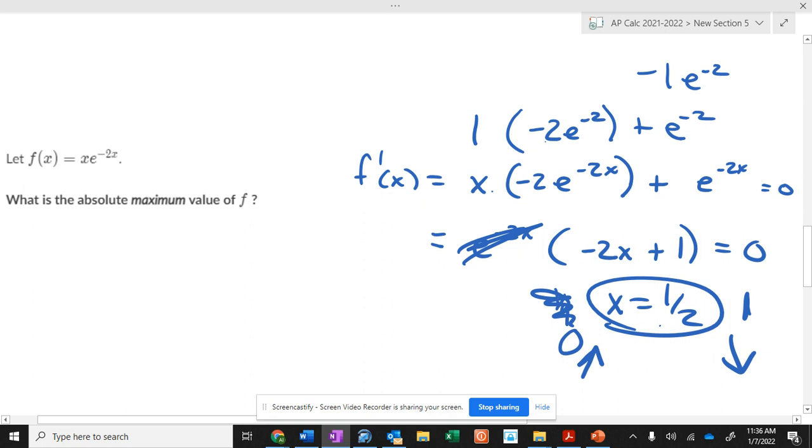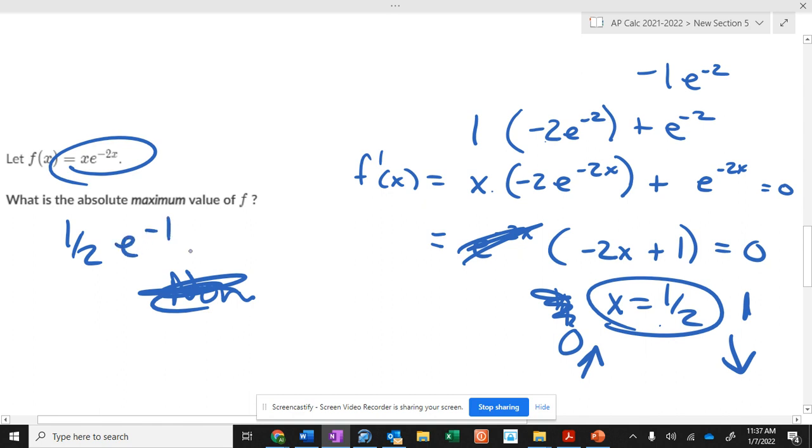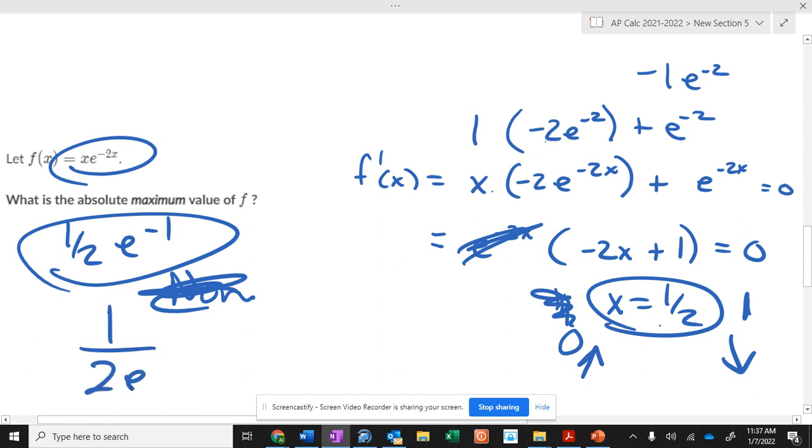So what's the absolute max? It happens when x equals 1/2. You stick 1/2 into this formula, so it's 1/2 times e to the negative 1. That's what the absolute max would be: 1/(2e). There you go. That's what the absolute max is.